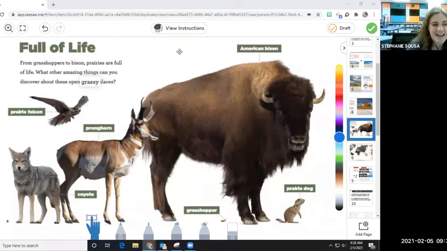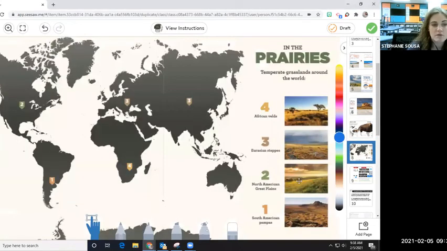All right, slide 8. So there's no information here about temperature. There's no information about precipitation. There's no information about vegetation. So let's move on. Ah, look at this. It's a map. Temperate grasslands around the world. So take a look at what this does. This shows you with the number where that location is. So see here on this continent of Africa, we have a number 4, and it matches with picture number 4, and that is an African veld. So that is what temperate climates look like in Africa.